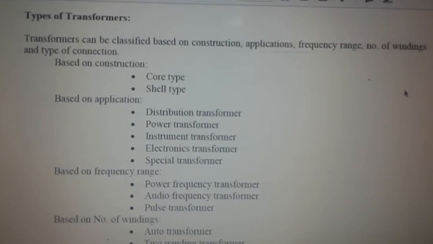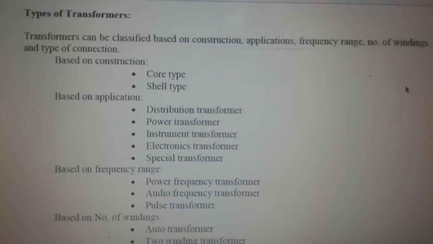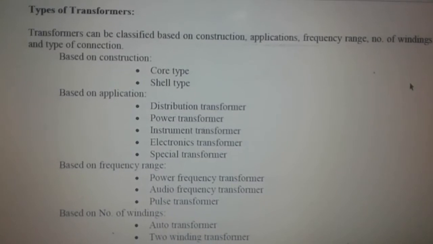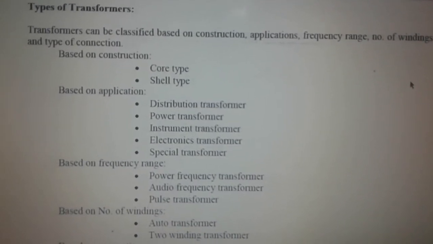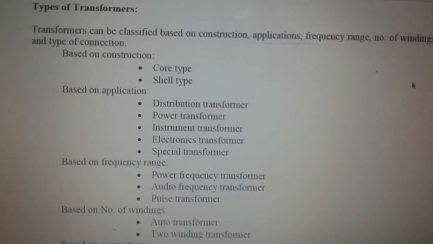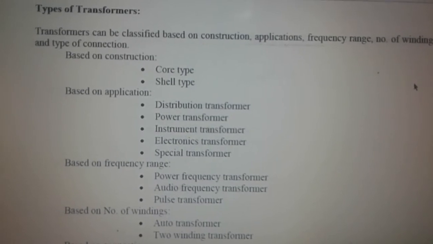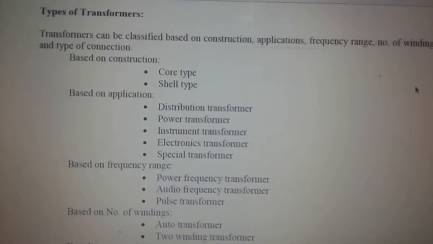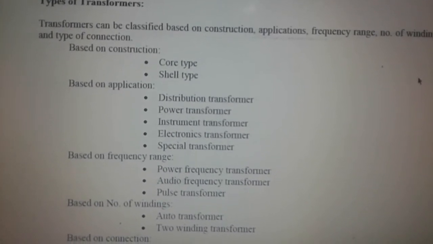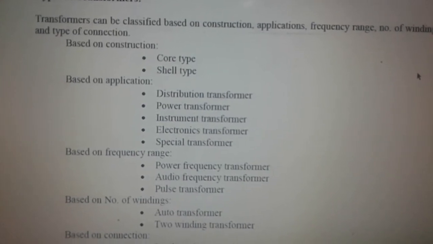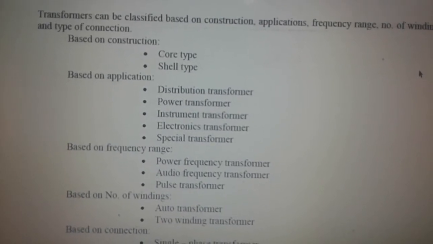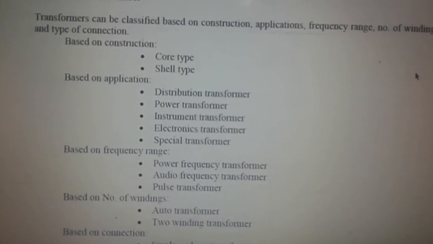First, based on the construction, it is classified into core type and shell type transformer. In core type transformer, the winding surrounds the core, and in shell type transformer, the core surrounds the windings. Based on the application, it is classified into distribution transformer, power transformer, instrument transformer, electronics transformer, and special transformer.